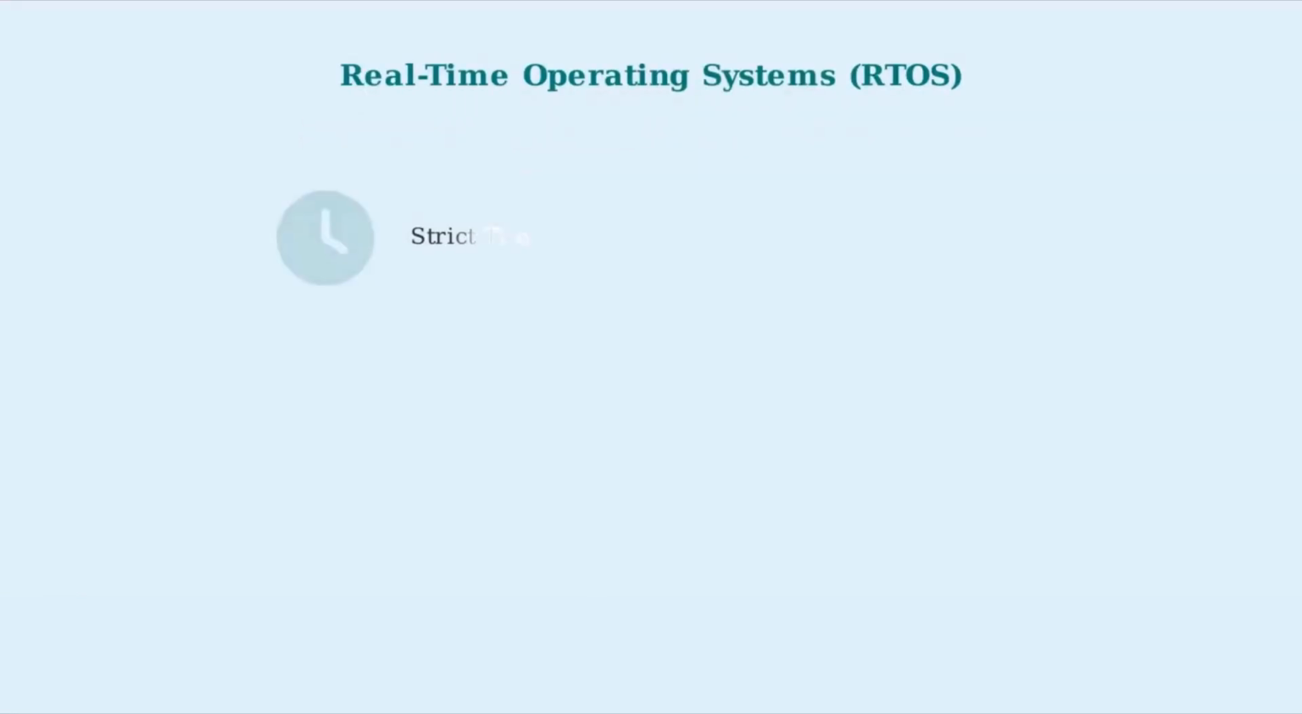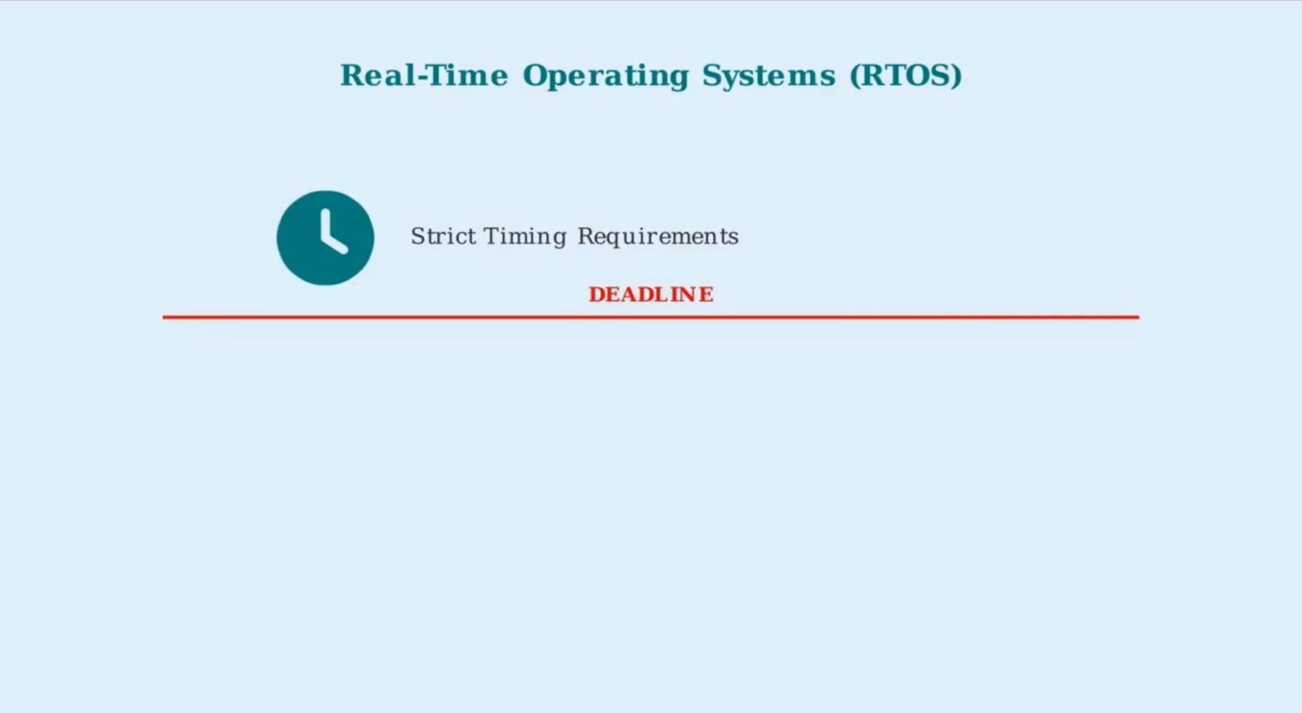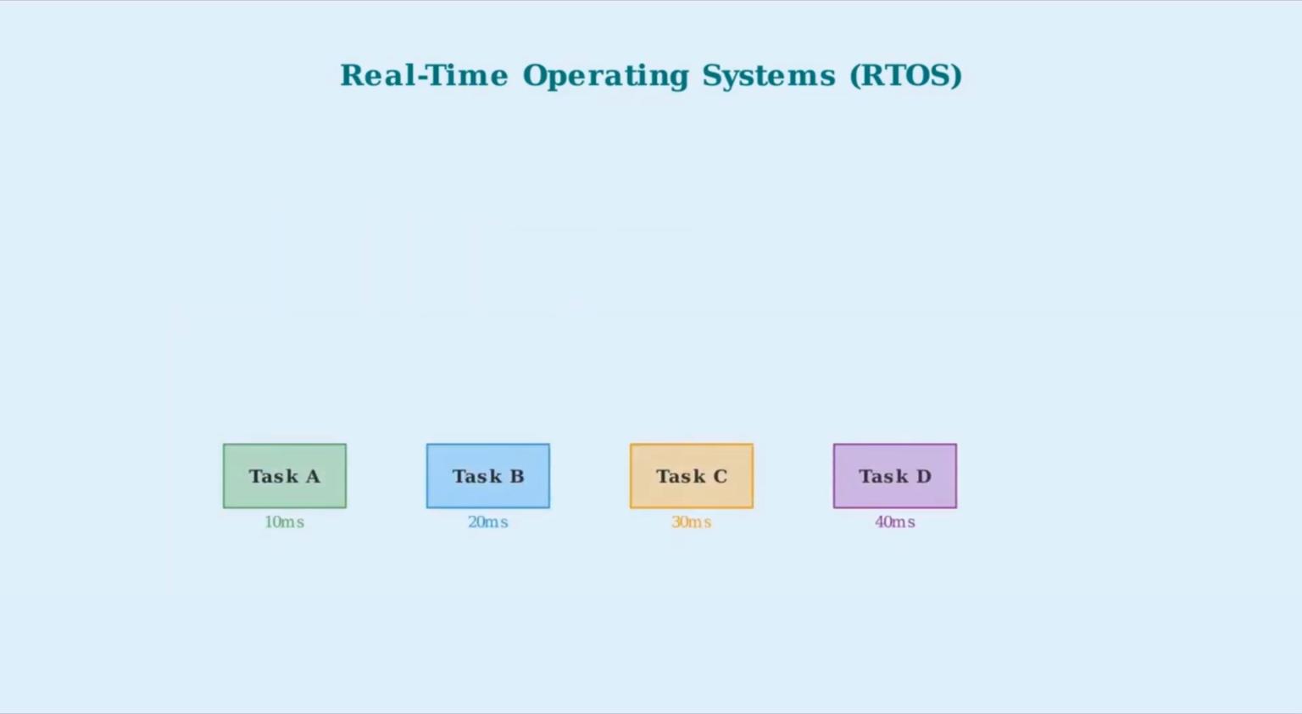Real-time operating systems, or RTOS, are specialized systems where timing is absolutely critical. Unlike regular operating systems that prioritize throughput, RTOS must meet strict deadlines to prevent system crashes. In RTOS, tasks can be manually assigned specific execution times. Each task must complete within its allocated time slot to maintain system stability and prevent cascading failures.